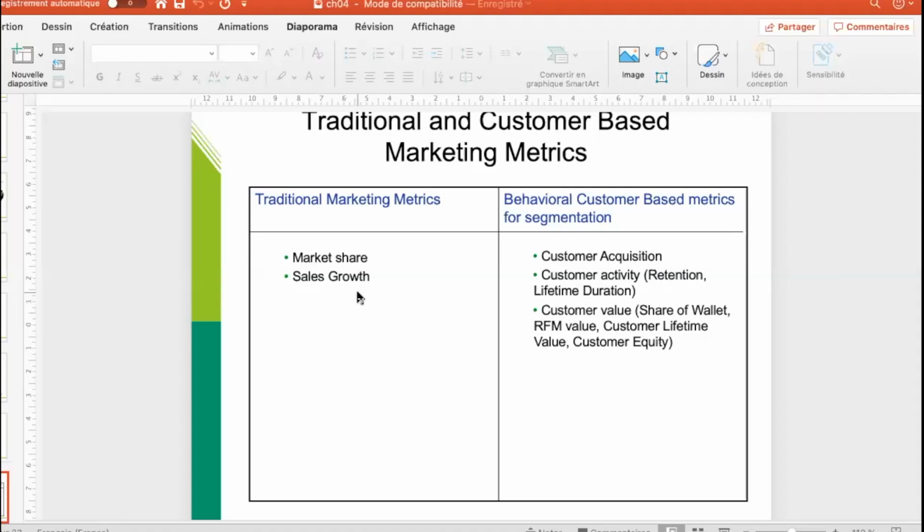On the other hand, in CRM, we use individual behavioral customer-based metrics, such as, first of all, acquisition, customer behavioral activity, retention, so loyalty, and the lifetime duration. Metrics to measure customer value, such as share of wallet, RFM value, customer lifetime value, and customer activity. All these indicators are measured based on behavioral metrics, whereas the traditional marketing metrics are measured on the brand or aggregate level. So that's important to understand, because CRM is about personalization, about one-to-one marketing.